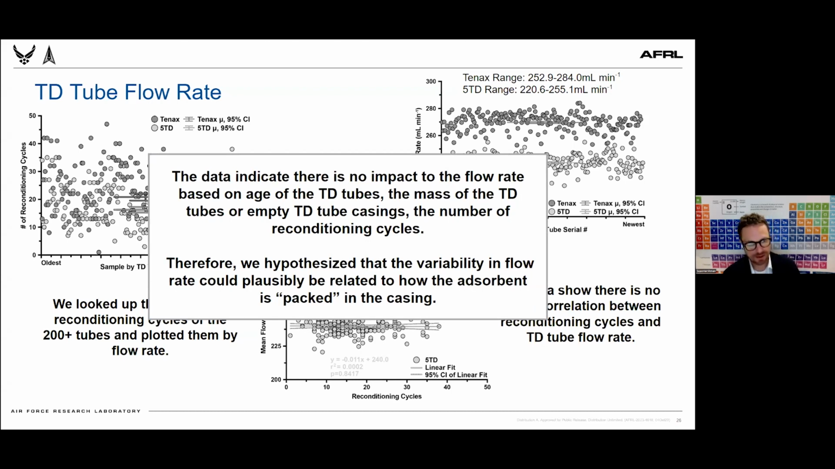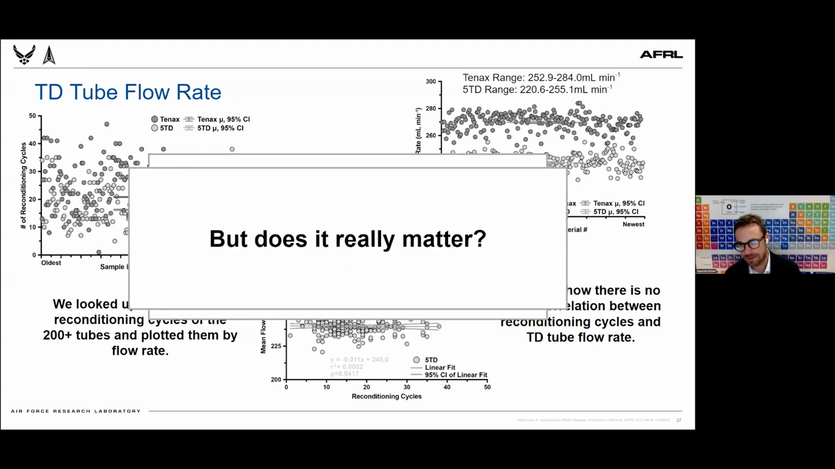Again, the data indicate that flow rate isn't based on age or the mass or the number of reconditioning cycles. So we hypothesize that it is how it is actually packed within the tube, i.e. is it kind of stuffed in there where the flow is harder to get through, versus more loosely packed within the tube? Well, the question was, does it really matter? If you see this variability and you still get consistent results, or you get results all over the place, you really need to know. So that's what we set out to do next.